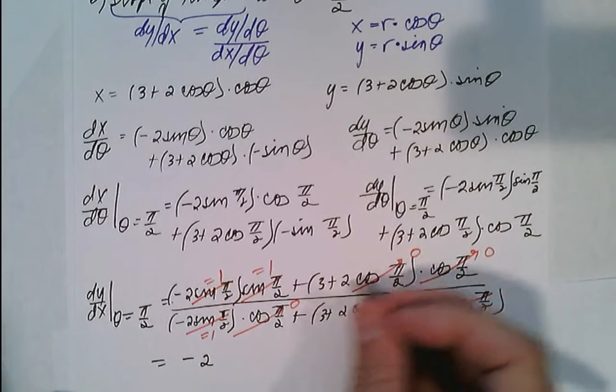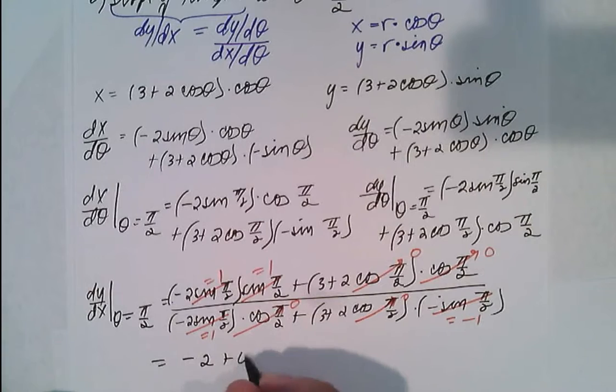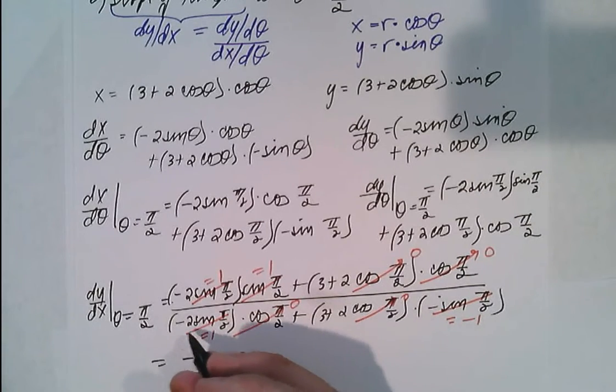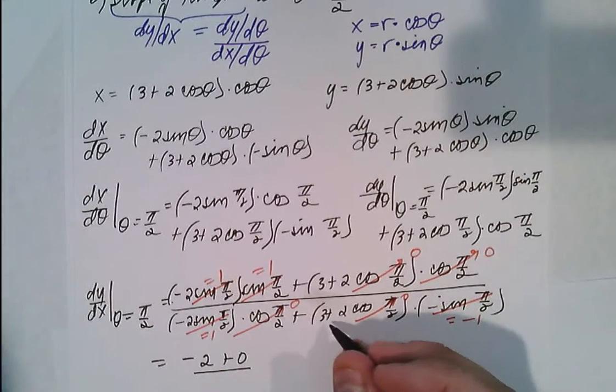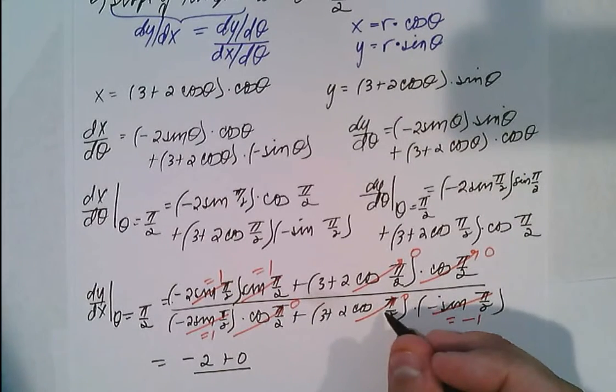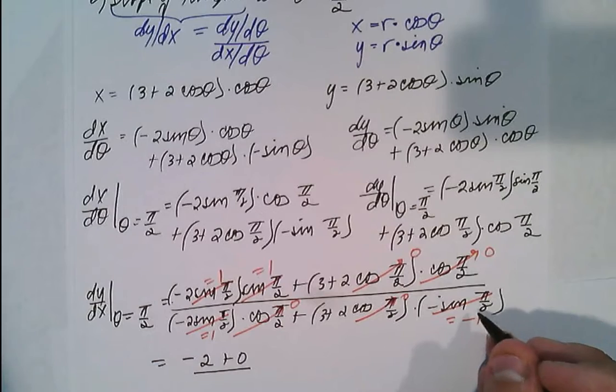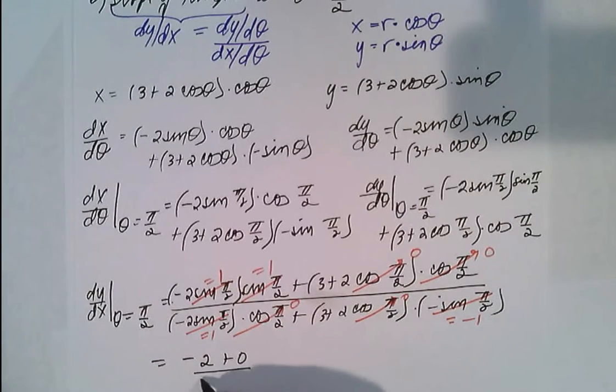Let's see, this is 3 plus 0, so that's 3 times 0, that's just 0. Negative 2 times 1 is negative 2, but I'm multiplying by 0. Plus 3 plus 2 times 0, that's 3. Times negative 1 is negative 3, so 2/3.